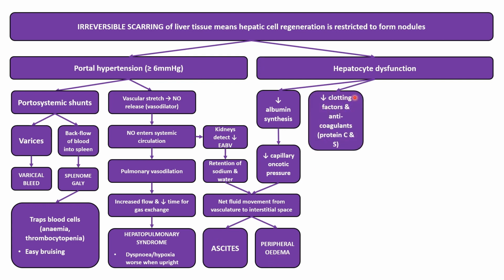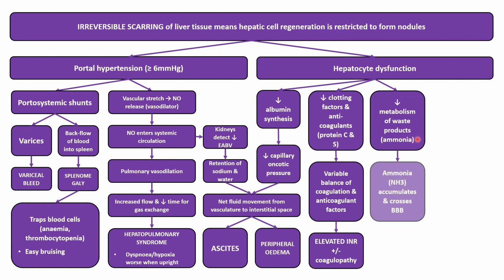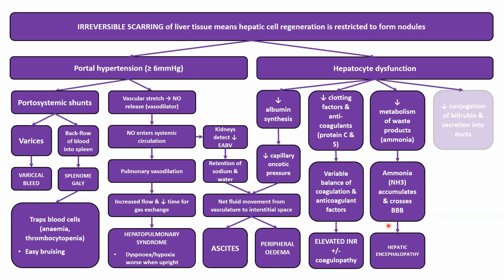We also have a decrease in the synthesis of clotting factors and anticoagulants, so naturally produced anticoagulants such as protein C and S. There's typically a variable balance of coagulation and anticoagulant factors, so there may be an elevated international normalized ratio, plus or minus a coagulopathy. There's also decreased metabolism of waste products, which we've mentioned, particularly ammonia. That's going to accumulate and cross the blood-brain barrier and result in hepatic encephalopathy.